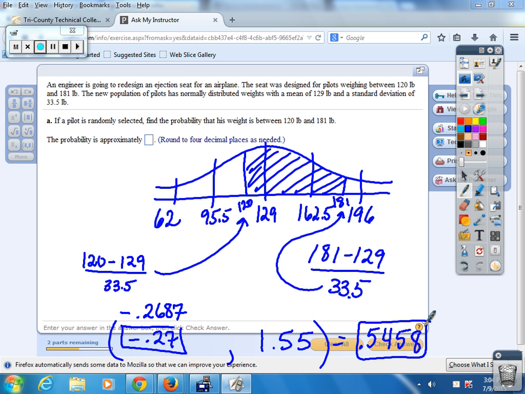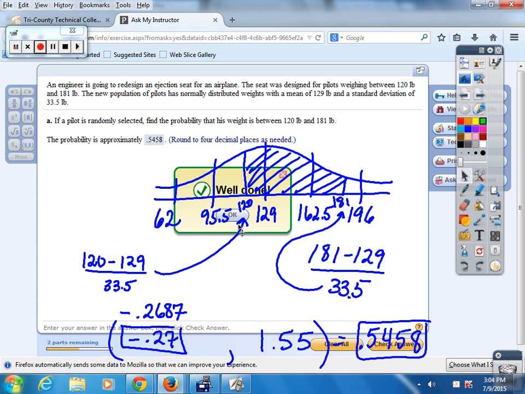Well, look, you got 34% here. You got half of 14 here. That's 7 plus 34. That's 41. And then you got some here. So that technically could be close to 50% because you got 41% on the right side. So let's type it in. 0.5458. And we feel good about ourselves.